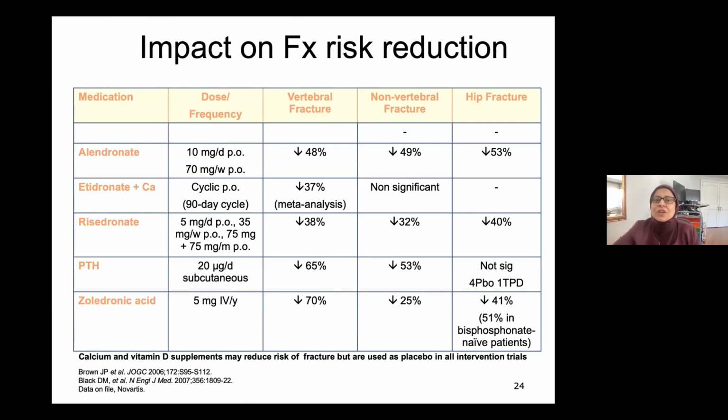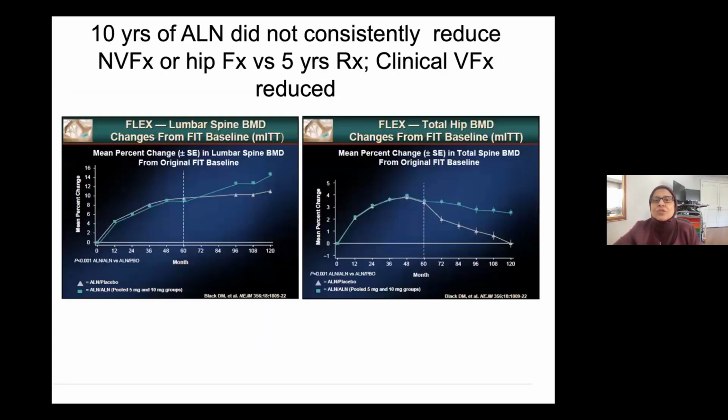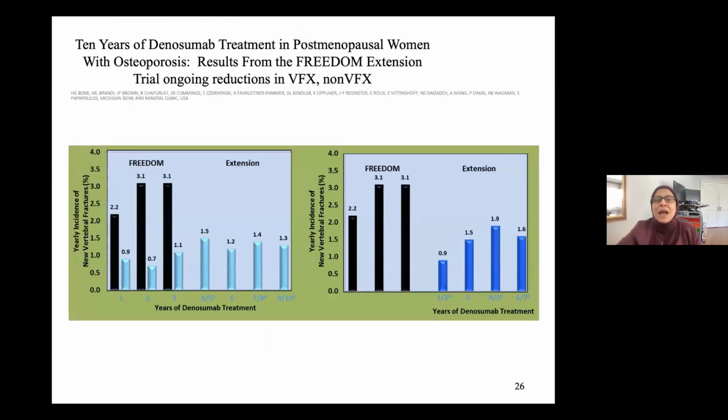So long-term bisphosphonates beyond 5 years with oral and beyond 3 years with IV zoledronic acid have not shown reductions in non-vertebral fracture or hip fracture risk. We do have impact on clinical vertebral fractures with the oral bisphosphonate alendronate and with morphometric vertebral fractures with the IV zoledronic acid. But beyond those time periods, 3 years for IV zoledronate and 5 years for oral bisphosphonates, we do not have long-term data with the oral bisphosphonates and IV zoledronic acid.